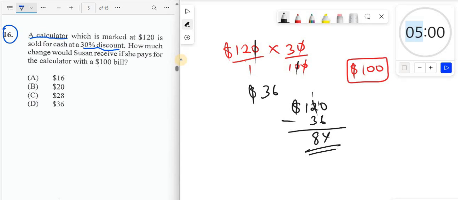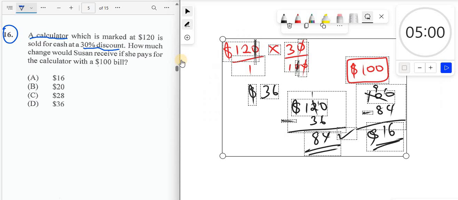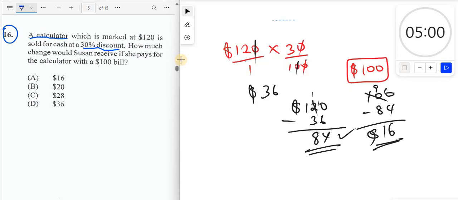All right. So now you give the cashier $100 to pay for the cost of the calculator, which is $84, less the discount, of course. So 100 minus 84. That would be 16. 4 from 10, that's 6, and 8 from 9, that's 1. That's $16. Answer is A. All right, so let's see if we can actually do this faster.